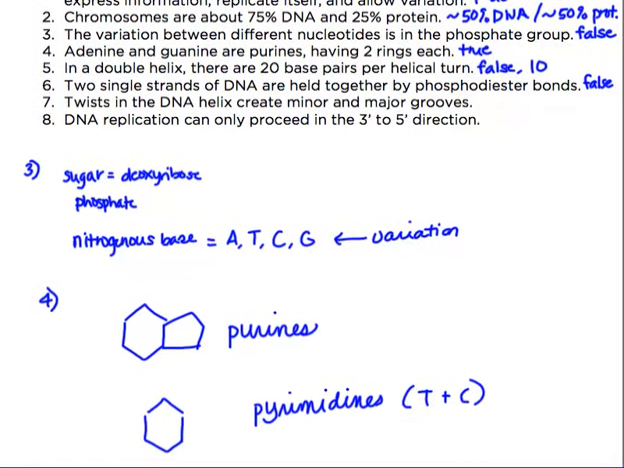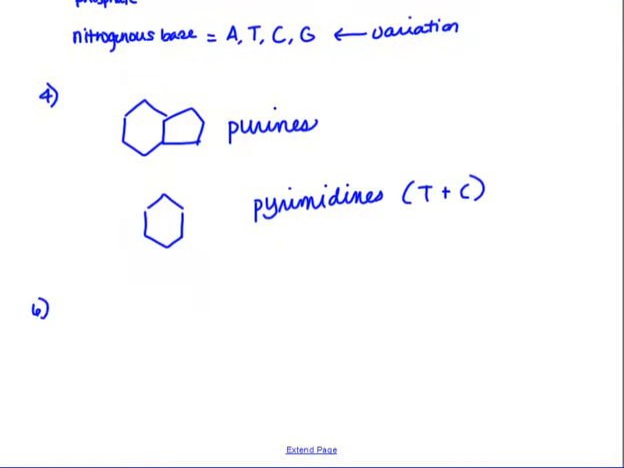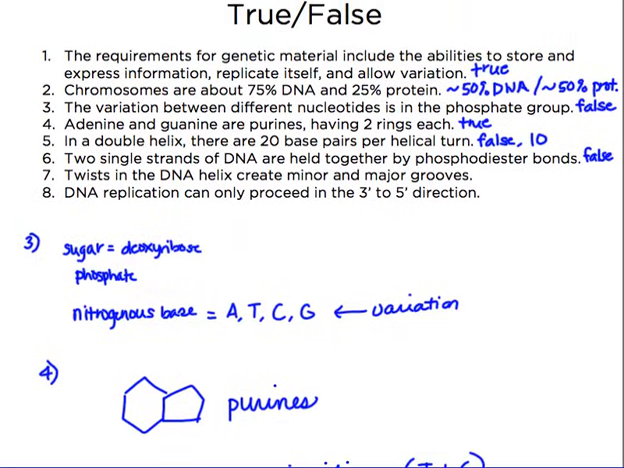So let me write that down for 6. To make the statement true, it would be held together by hydrogen bonds. And just to kind of drill it in your brain, remember that A and T have 2 hydrogen bonds between them. G and C have 3. Number 7. Twists in the DNA helix create minor and major grooves. That is true. And you may not learn about it in genetics, but in other courses, you can see that protein interactions with DNA happen usually in the major grooves.